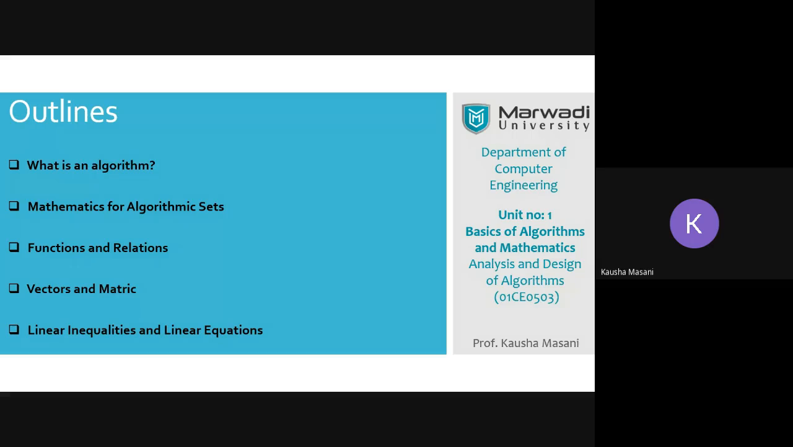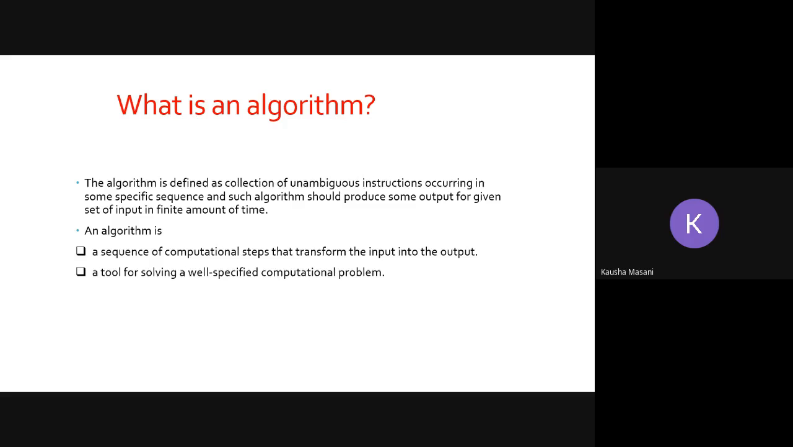All of you, if I merge all these points, it becomes the answer to what is an algorithm. It is defined as a collection of unambiguous instructions. See, this word is important. Your algorithm should not contain ambiguity. What is ambiguity? Can anyone tell me? What do you understand by ambiguity first?